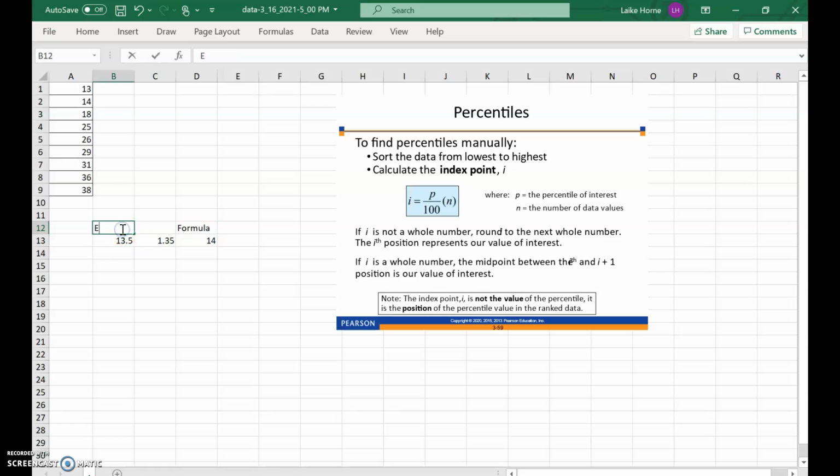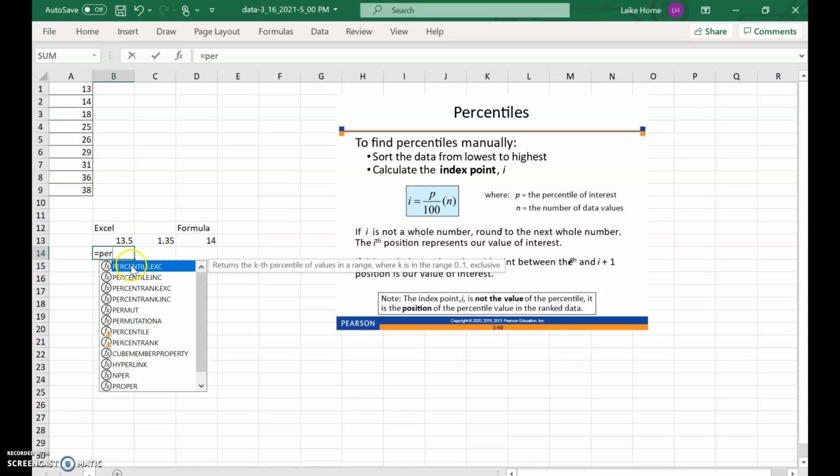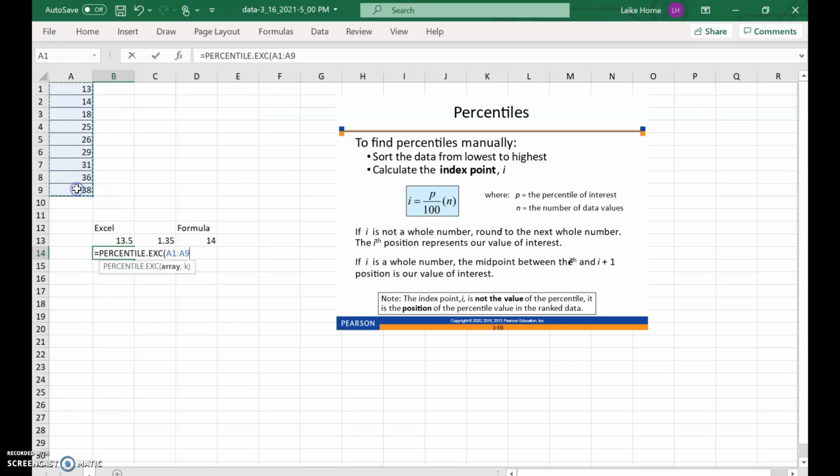And then over here, this is Excel. Alright, so for the next one, you're going to highlight the array, and then K is 9. Sorry, K is not 9. We're doing the 35th percentile, so K is 0.35. Okay, so we get 21.5, and if we do the formula, we would get 35 divided by 100 times 9.